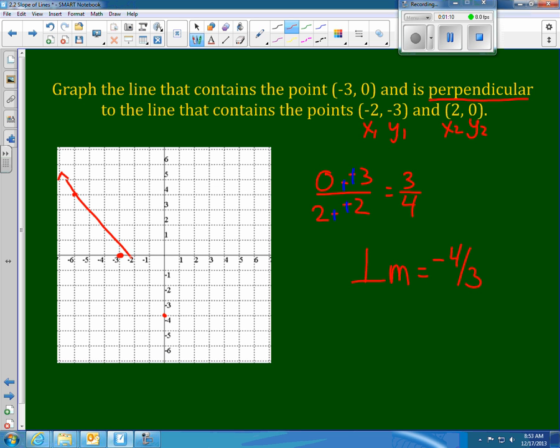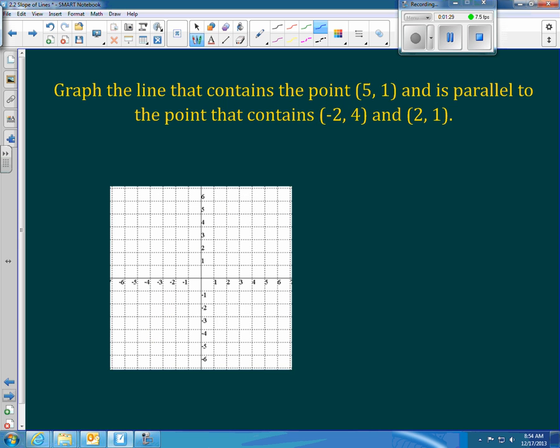Now we have graphed our perpendicular line. Now I can graph the other 2 points, 2, 0, and -2, -3. And the lines are going to be perpendicular. So that means that they're making that right angle. All right, let's go ahead and check out this next one.